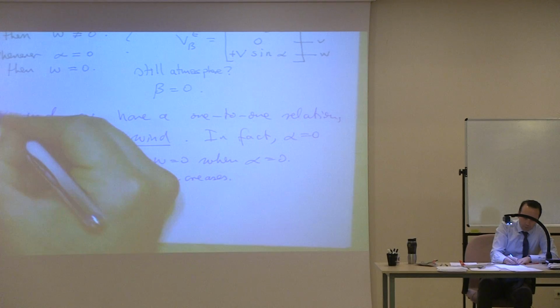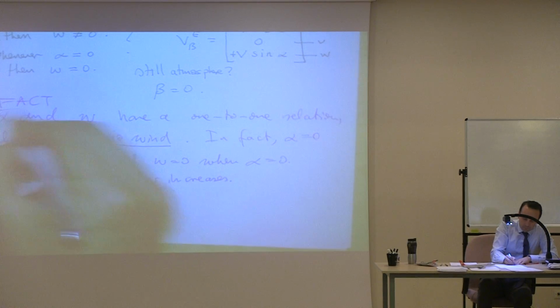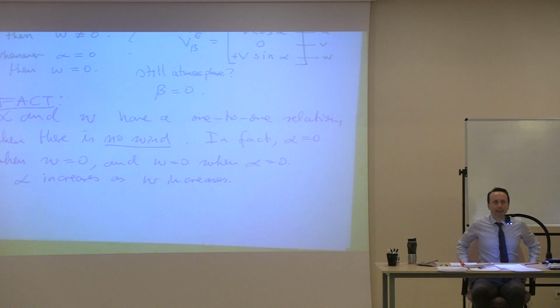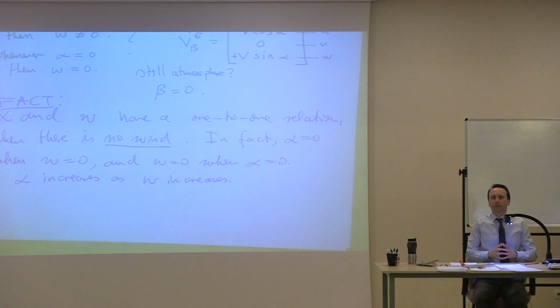And on top of this, you might want to say fact. It's a geometric fact, the way we define alpha and w. W, again, is the velocity component of the aircraft in the body z direction, and the velocity is with respect to Earth. When I say still atmosphere, the reference frame of the Earth and the atmosphere is one and the same. Therefore, it is the component of the total velocity of the airplane with respect to Earth.